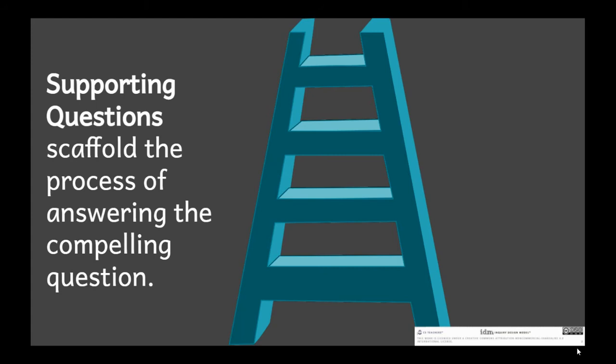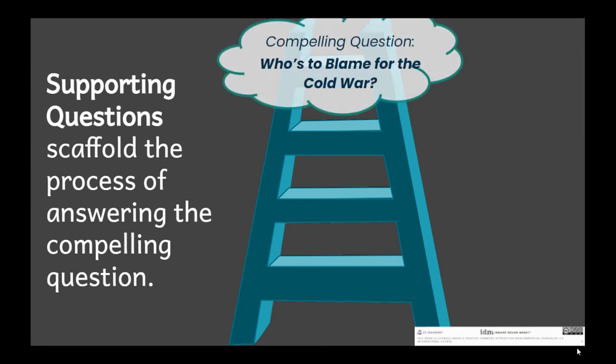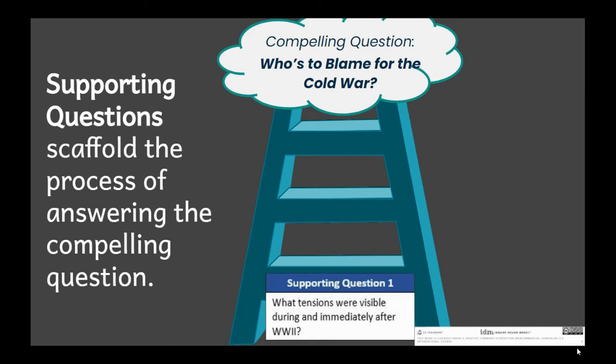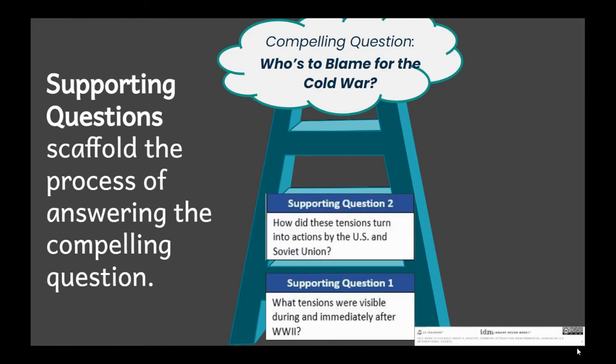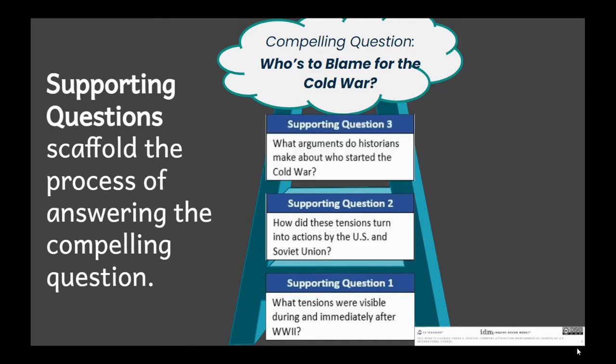The compelling question I'm going to use as an example throughout this video is, who's to blame for the Cold War? The purpose of those supporting questions is to get the students to the point where they can answer that question. So, the first supporting question for this specific inquiry is, what tensions were visible during and immediately after World War II? Once they've answered that, they move on to, how did these tensions turn into actions by the US and Soviet Union? And when they've answered that, they can move on to, what arguments do historians make about who started the Cold War?